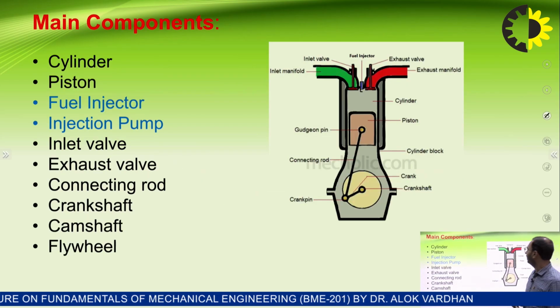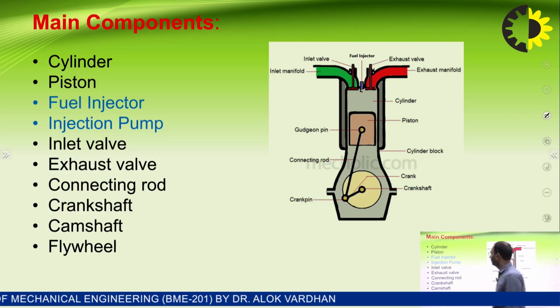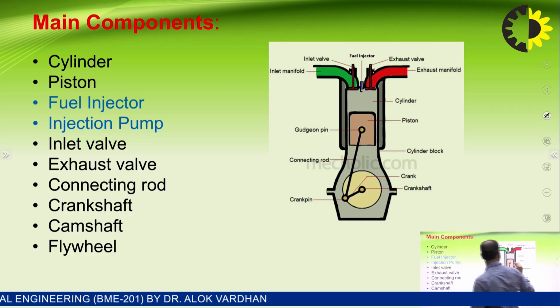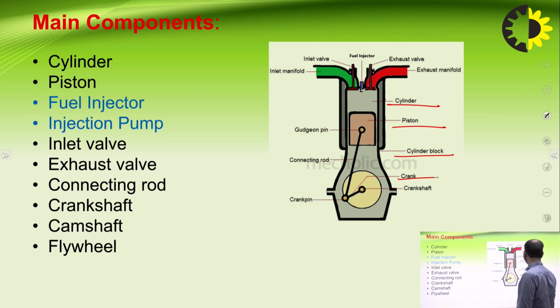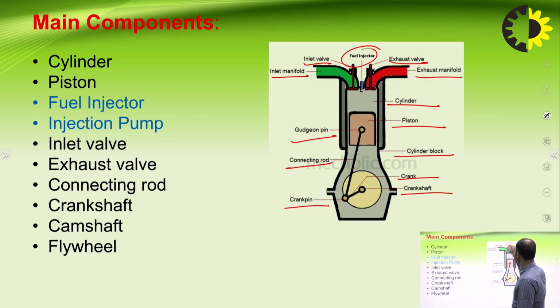What are the main components of this diesel or CI engine? The first one is the cylinder, then piston, then cylinder block, crank, crankshaft, crank pin, connecting rod, gudgeon pin, inlet manifold, inlet valve, exhaust manifold and fuel injector. Also there is a crankshaft and flywheel.